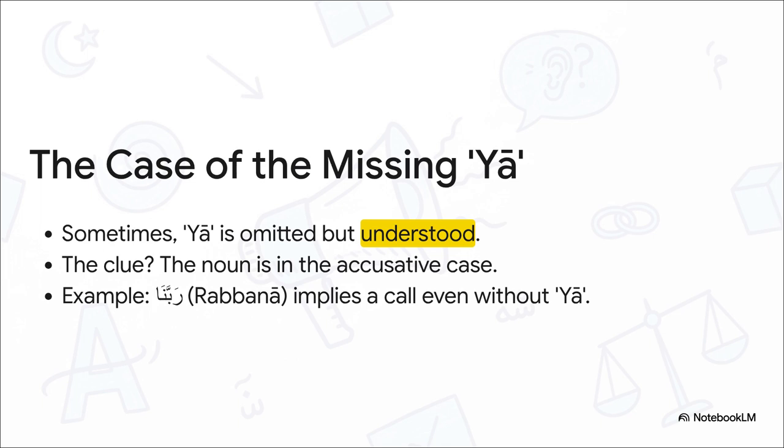A perfect example is the word Rabbana in so many prayers. That a sound at the end of Rabb, that's our clue. It tells us the word is in the accusative case, which means there's a hidden ya right before it. So the meaning is, O our Lord, even when the O isn't actually there.